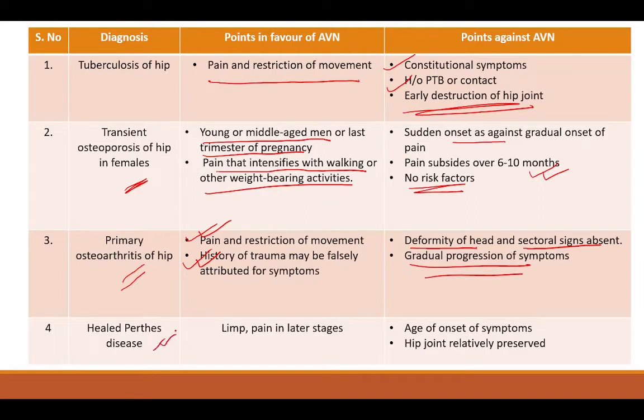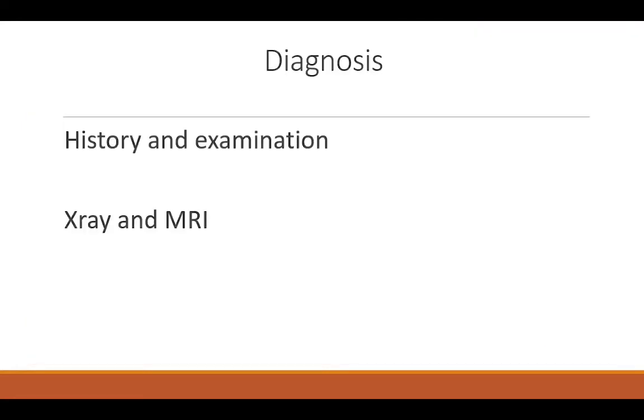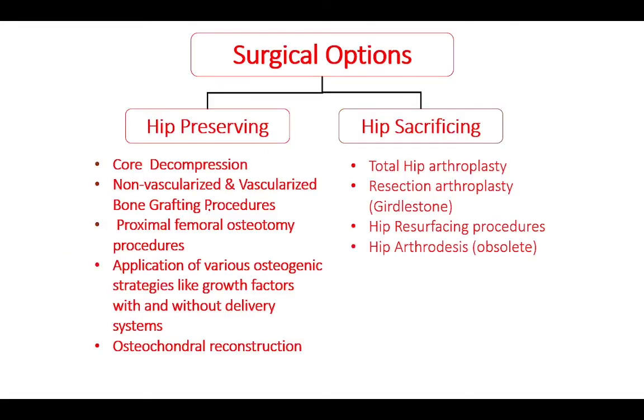Healed Perthes disease typically has a limp first, followed by pain in the later stages, unlike AVN where pain comes first followed by the limp. Age of onset of symptoms can also help differentiate AVN from a healed Perthes disease, and the hip joint is relatively preserved in this case. To make a diagnosis, a detailed history and examination is very important, along with a supplemental X-ray and MRI, which will help us achieve a diagnosis.